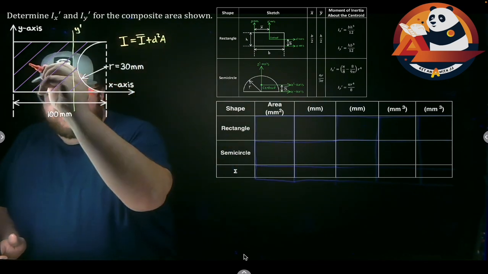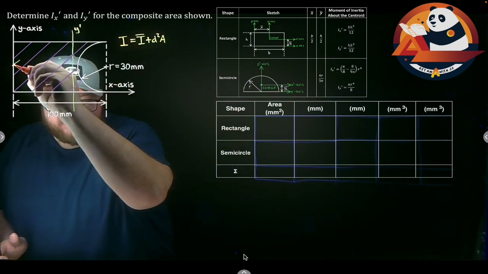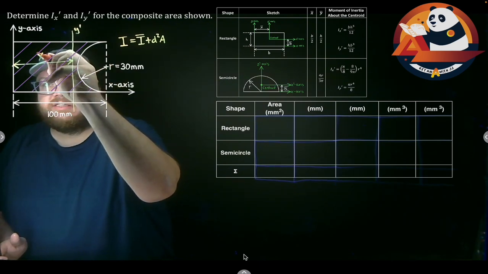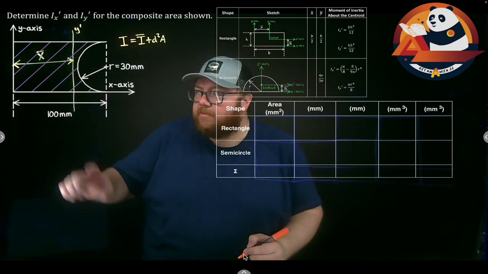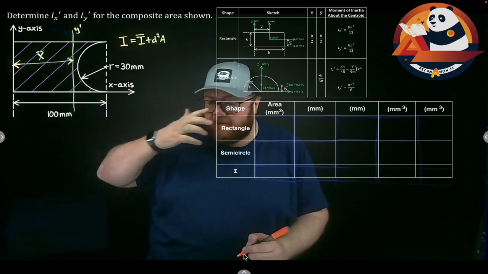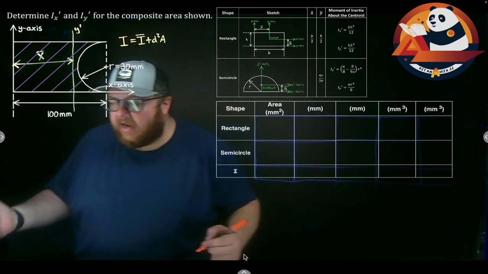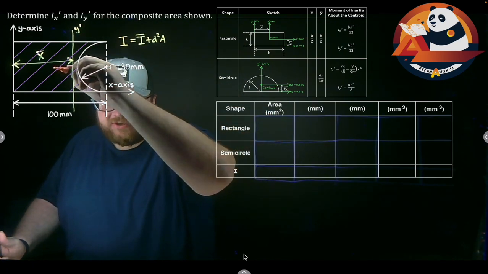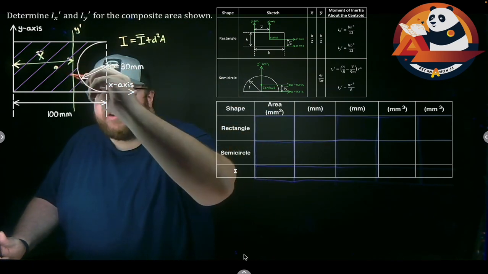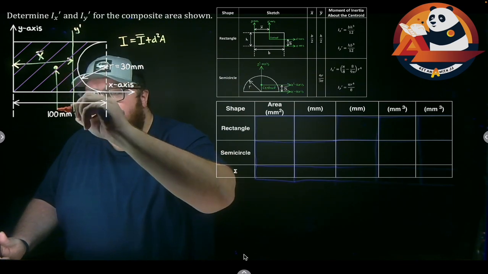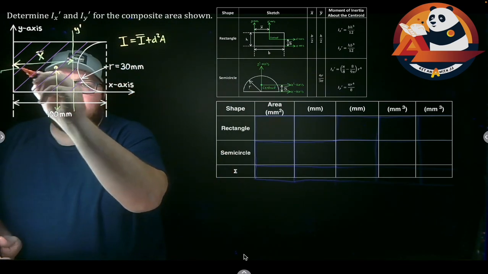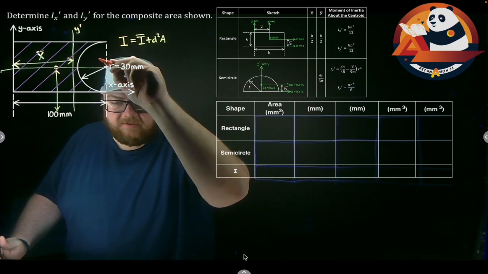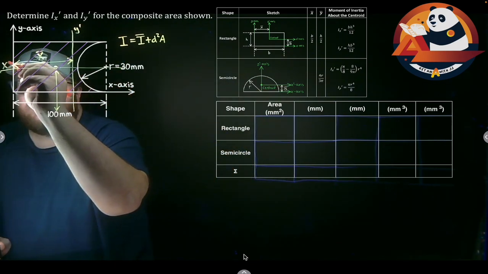To figure that out, I'm going to need to know what is my x bar. So we'll come in right here. What is this distance? X bar gets me from that y-axis to the y prime axis. For my y bar, I'm going to say my centroid is maybe somewhere right around here. So I would need to know what is this distance. That axis right there, that's my x prime axis. We'll leave it all the way over here.